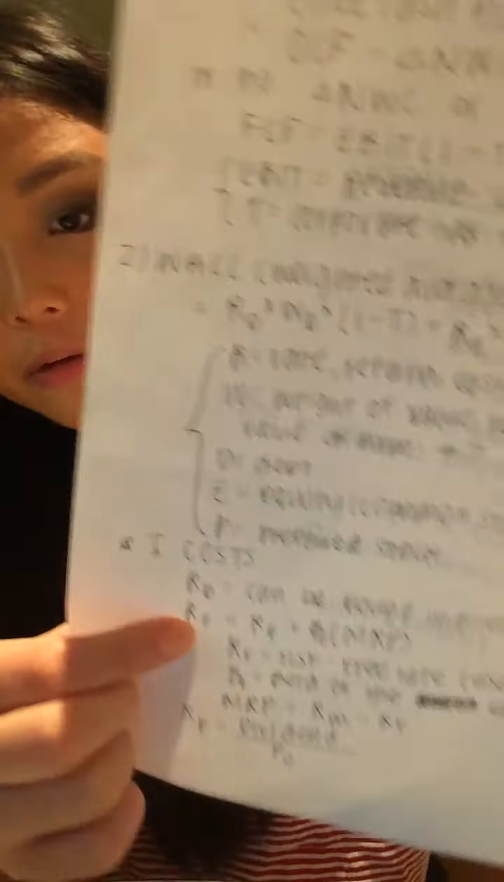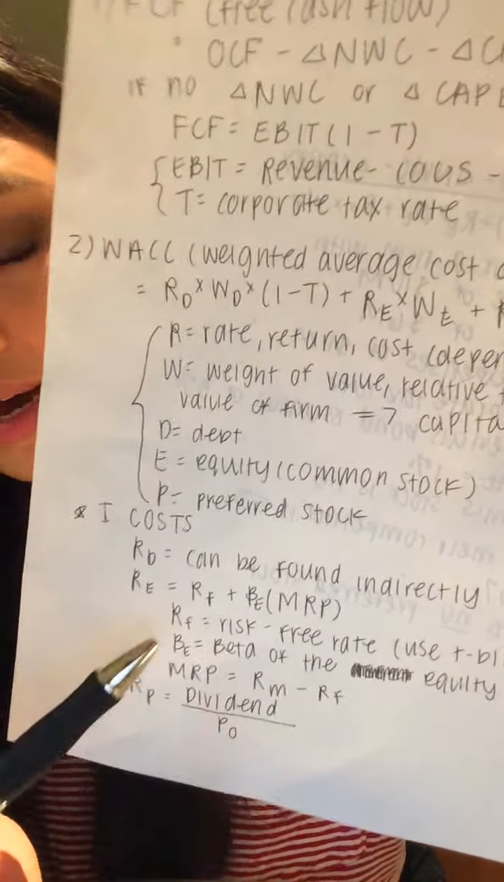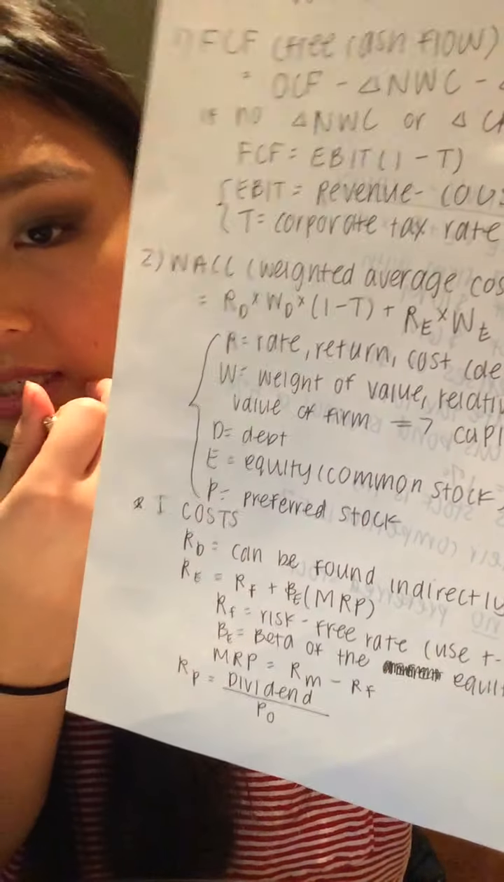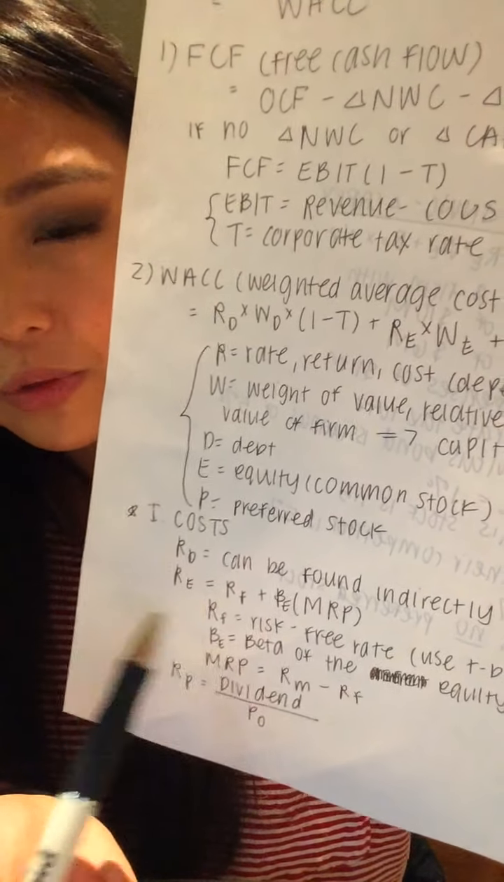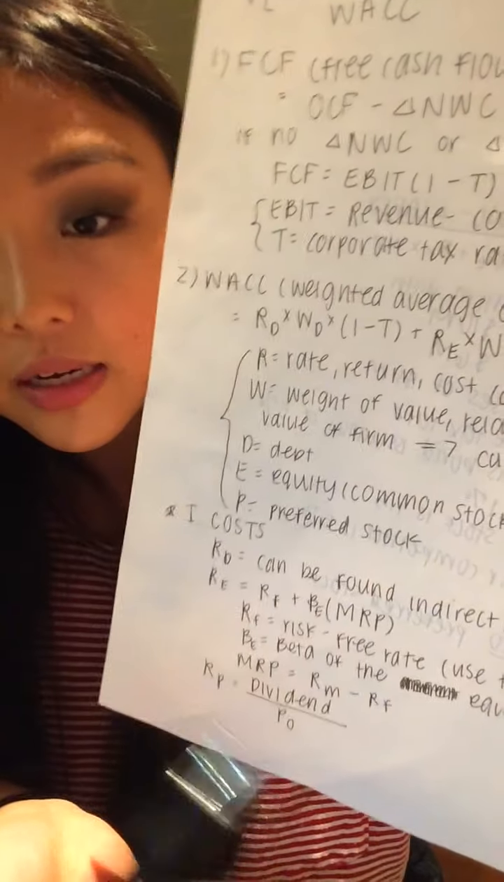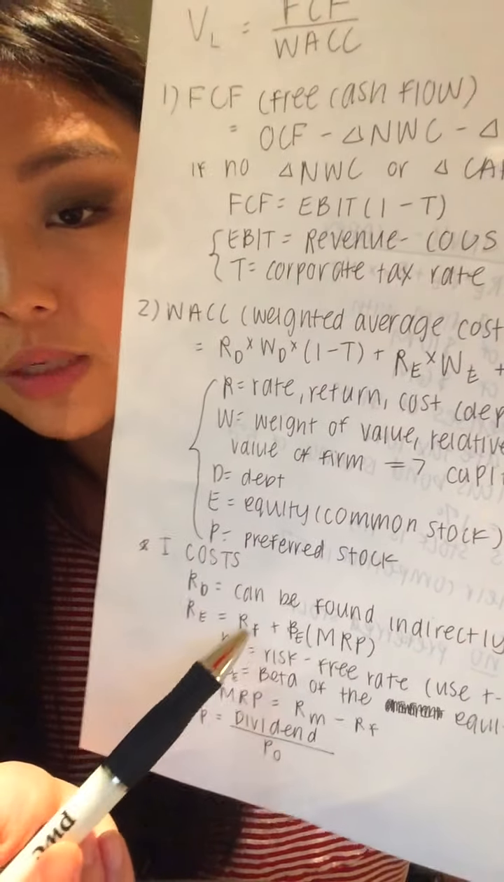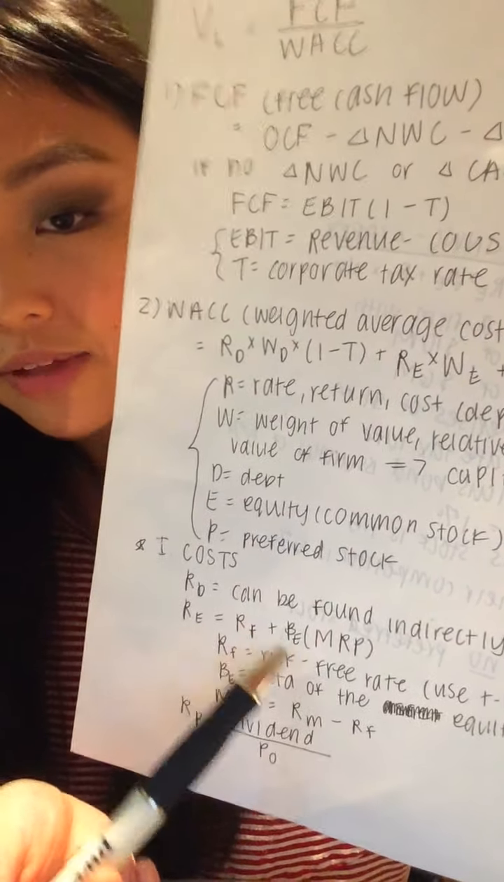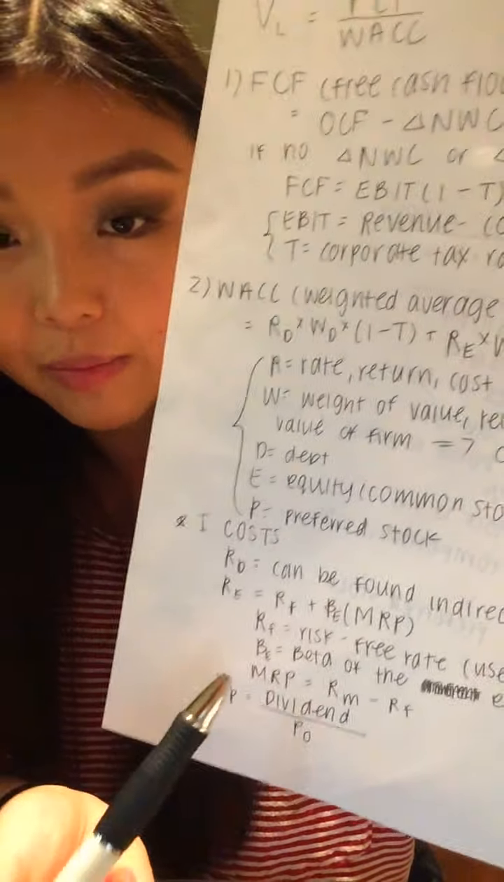The next thing that I want to talk about is the cost of equity. So the cost of equity has a formula. You can actually find it a couple different ways, but we were taught that this was the most effective method. And so the formula is the risk-free rate plus the beta of the equity times the market risk premium.